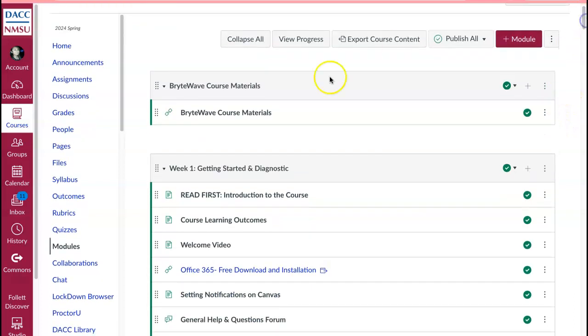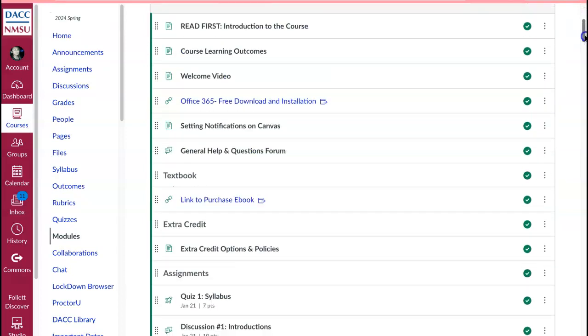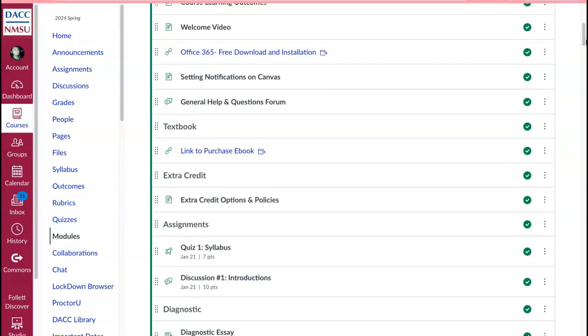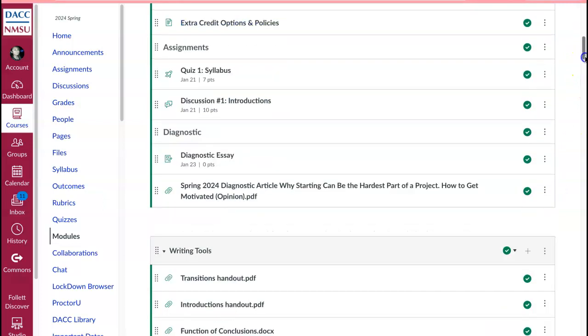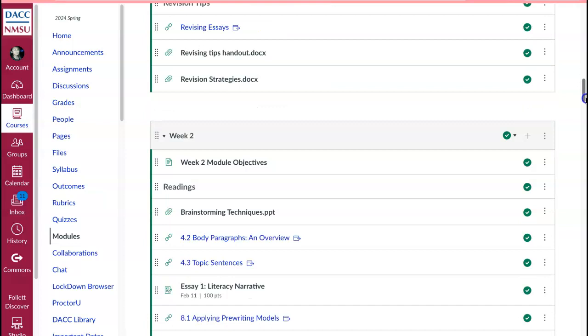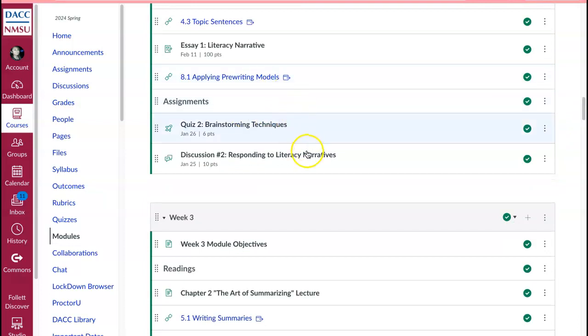So this first one is where you can find your textbook, and I'll get to that right now. And then as you can see, the other ones are organized by week. That way you can see what we are doing each week. So the module is divided up into things that you should read and then the assignments for that week. So as you can see, for example, we have week 2, we have the readings for this week, and then we have the assignments that are due.